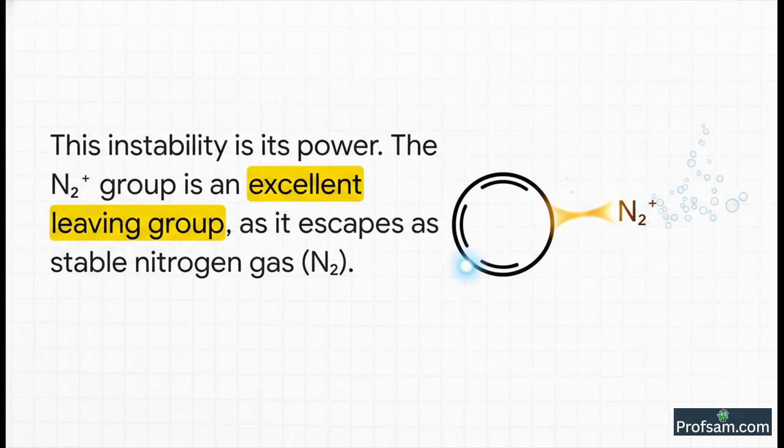The diazonium group, the N2+, is what we call an excellent leaving group. And why is that? Because when it leaves the molecule, it forms nitrogen gas, N2. And as we all know, nitrogen gas is an extremely stable molecule. The whole reaction is just waiting to happen because it wants to release that super stable nitrogen gas.